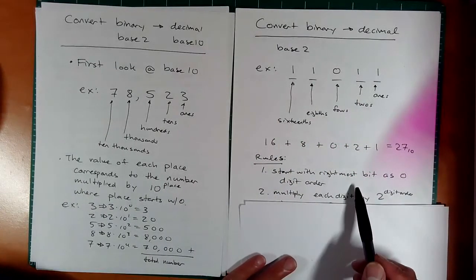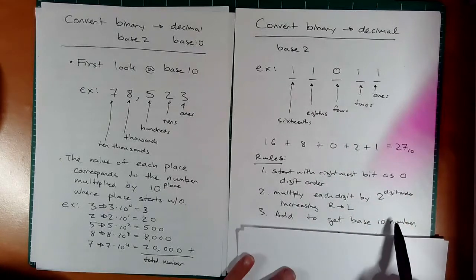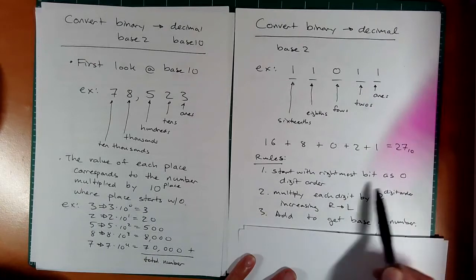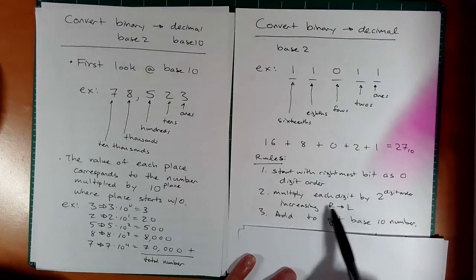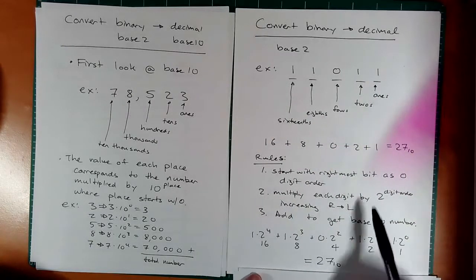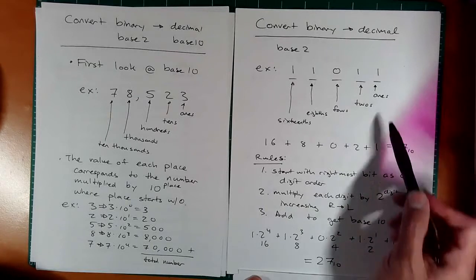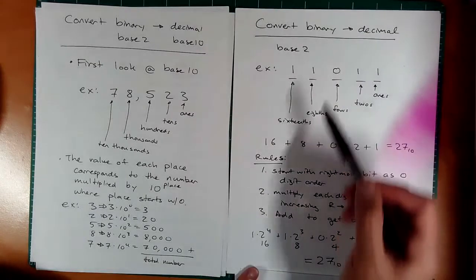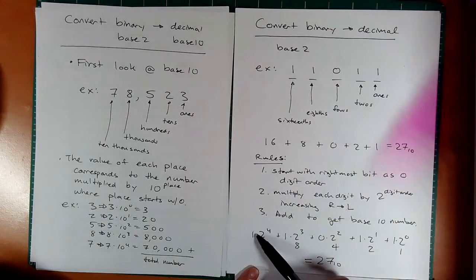I don't even know if I need to write out the rules, but let's write them out anyways. Start with the rightmost bit as digit order 0, multiply each digit by 2 to the digit order, increasing from right to left, and add it up to get the base 10 number. So what did we do? Let's repeat. 1 times 2 to the 0, 1 times 2 to the 1, 0 times 2 to the 2, which would be 4, but this whole term goes away because of the 0. 1 times 2 to the 3 is 8, and 1 times 2 to the 4 is 16, and you add these up: 16 plus 8 plus 4 plus 2 plus 1 is 27, okay?